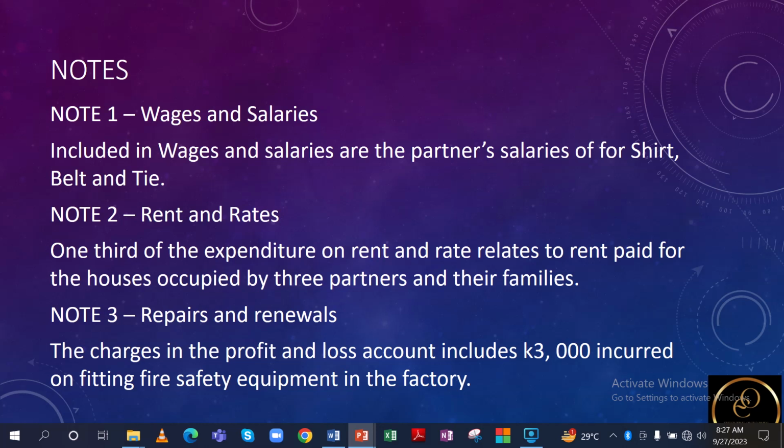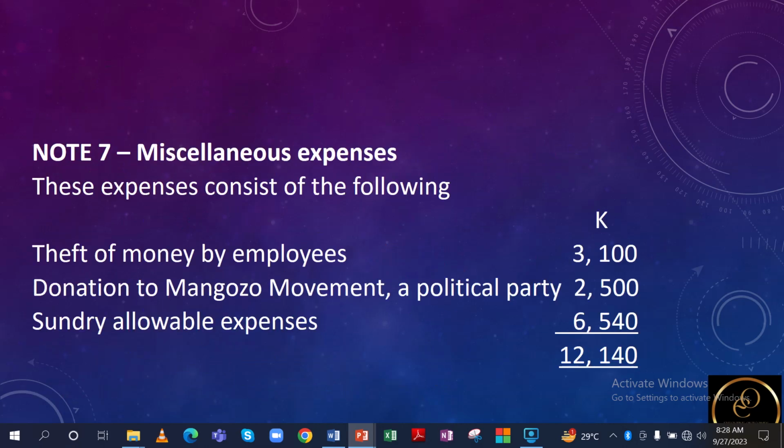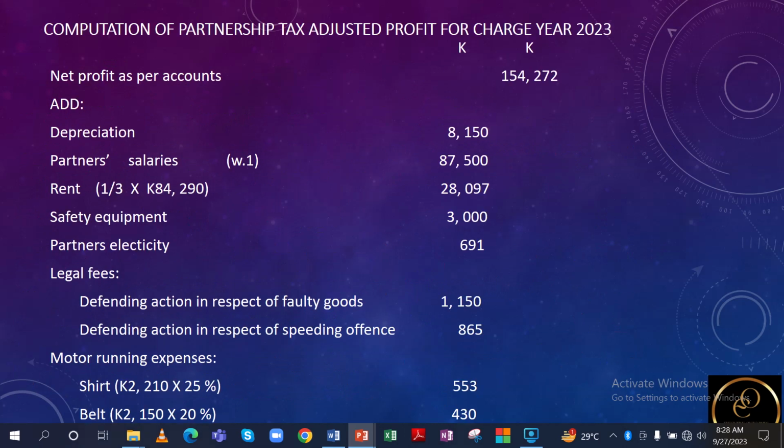Now this is a capital expenditure, and the Income Tax Act clearly states that for an expense to be allowable, it should be revenue and not capital in nature. So this disallowed expense, the capital expenditure, we add back. So we find safety equipment 3,000 and the additions added back 3,000.